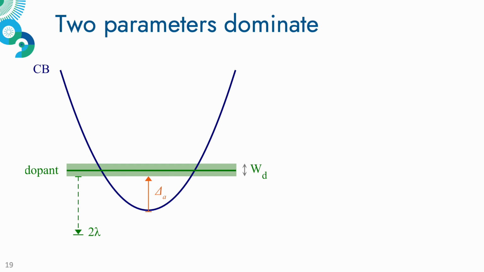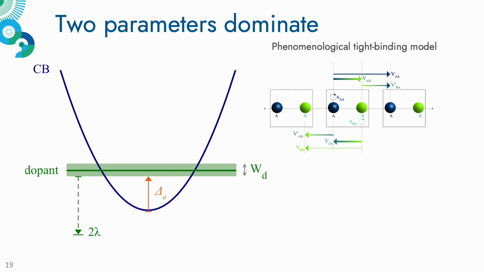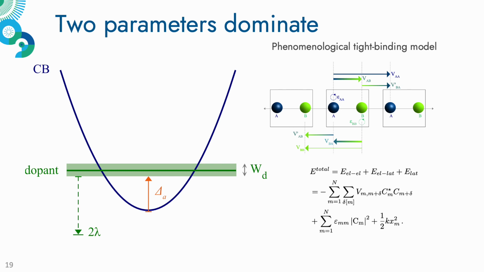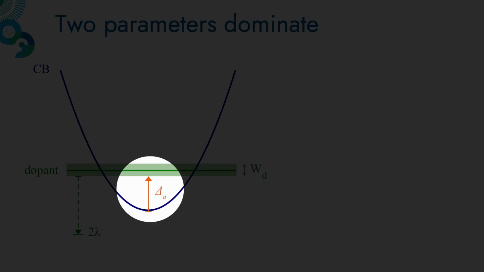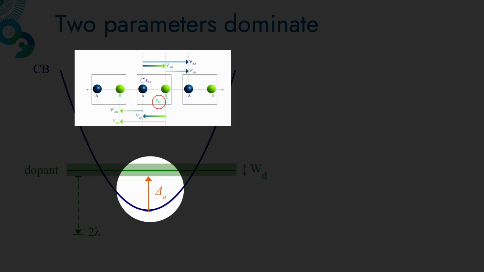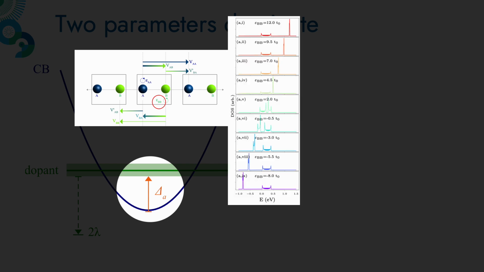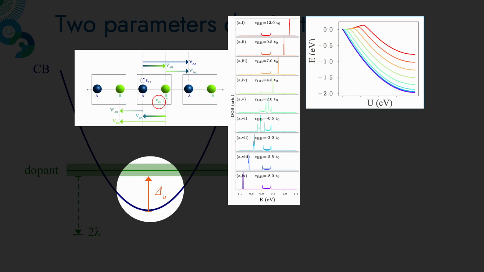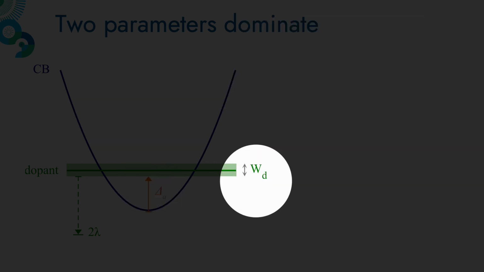We then apply a phenomenological tight-binding model to further investigate the mechanism of such engineering by tuning two parameters. Let's take a closer look at the two parameters. Delta A is just the gap between the dopant level and the CBM. We can change the lattice-dependent potential epsilon BB in the tight-binding model to change delta A, the gap between the dopant level and the CBM. So by varying delta A, we change the barrier height. In this case, it's more like strain engineering.